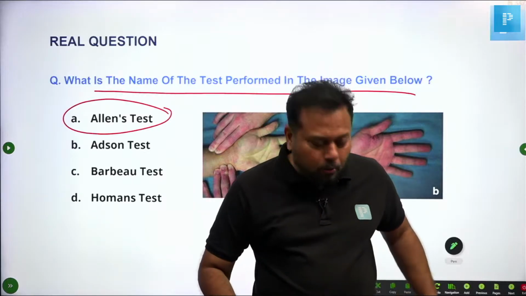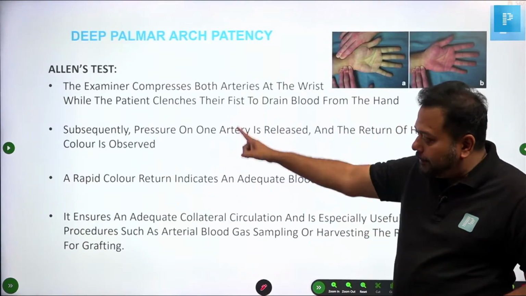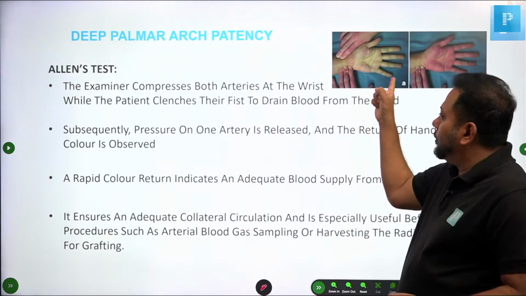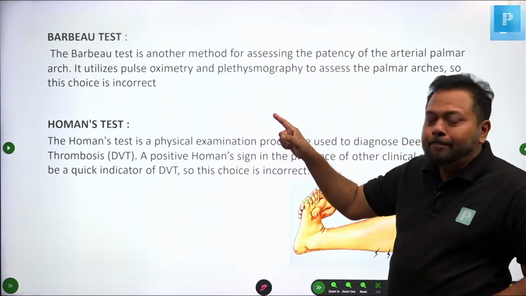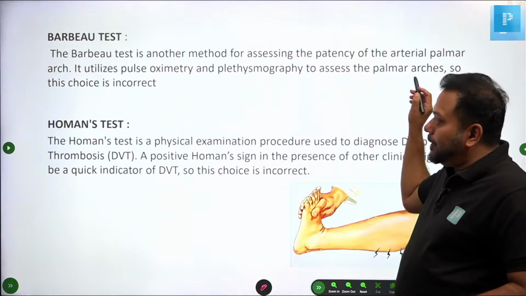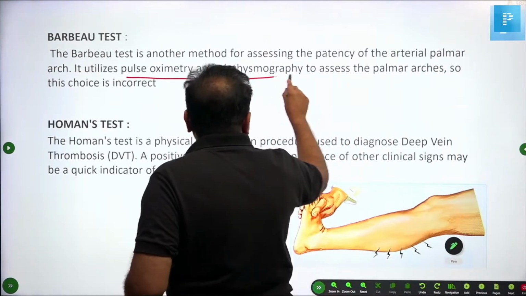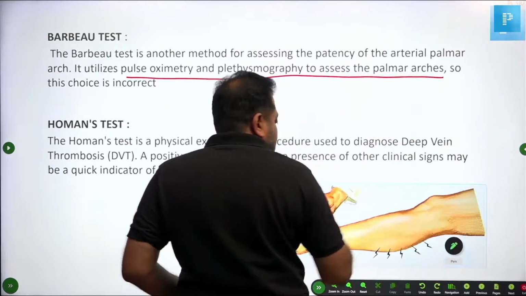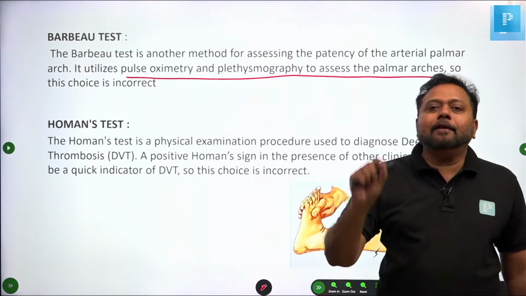Now, what is Barbeau's test? Allen's test I have explained and shown you, no need to tell it again. Barbeau's test is another method for assessing patency of the deep palmar arch. This uses pulse oximetry and plethysmography to assess the palmar arch. In the ICU, these machines are available so that they can assess it.